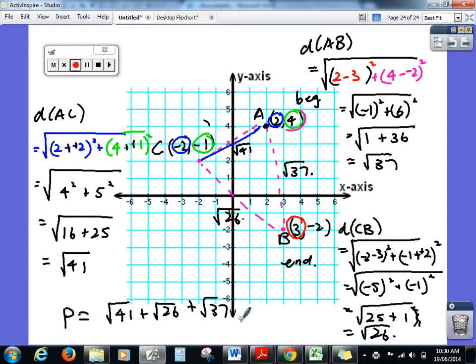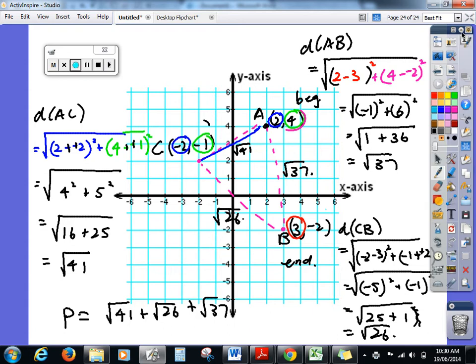Now, some of the questions you will be doing will be to show that certain triangles are isosceles. If any of these two numbers came out the same, say for instance that this value here, the 37 and the 26, if they were both root 37, then that would mean that this length here would equal that length there, and this would be an isosceles triangle. How do you know which two sides to choose? Well, you do a quick plot in your book, and then you say, okay, these two look the same.